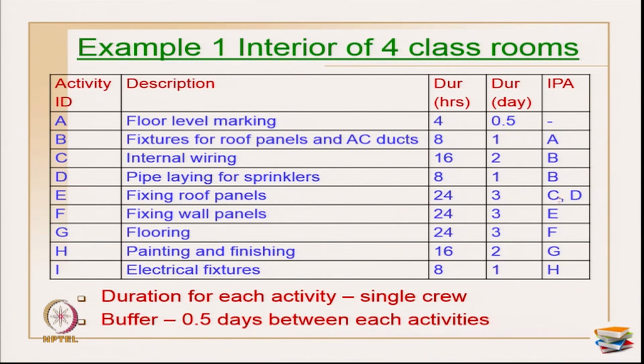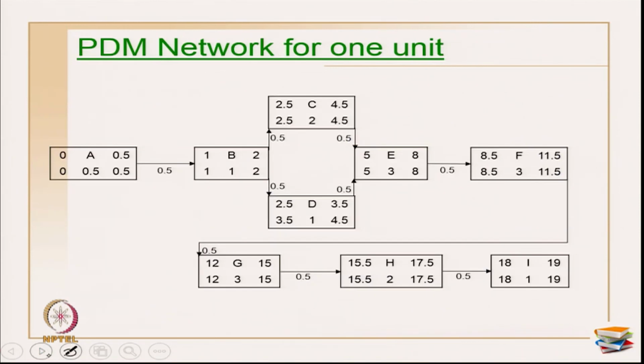IPA for all these activities are here. Almost all activities are in sequence, except there are two parallel activities, which implies that activities C and D are supposed to be in parallel. Otherwise all the activities are in sequence. Okay, and a 0.5 day buffer is given between each activity to avoid interference between the activities. So, this is sample data we have taken for showing the LOB calculations.